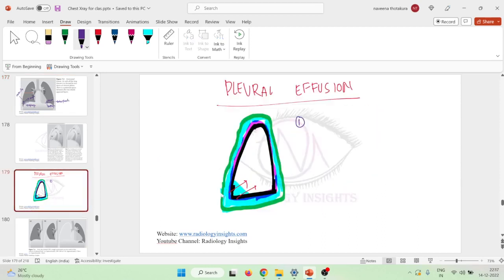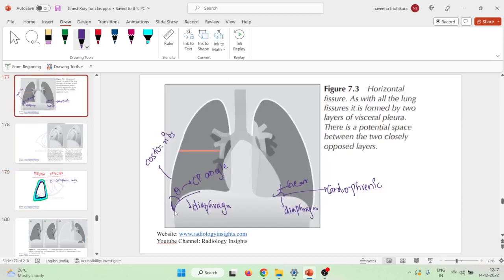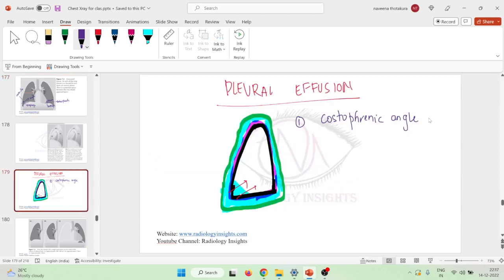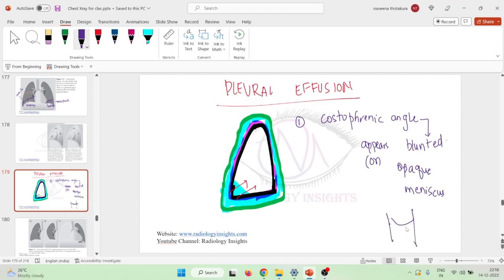So we have costophrenic angle and cardiophrenic angle. In pleural effusion, first and foremost, this costophrenic angle is affected. Normally, if you see this costophrenic angle on both sides, it is sharp and acute like this. But here in pleural effusion, this costophrenic angle becomes blunted. Or we can say this costophrenic angle appears either blunted or as an opaque meniscus. Meniscus is this one. So it appears as blunted or opaque meniscus.